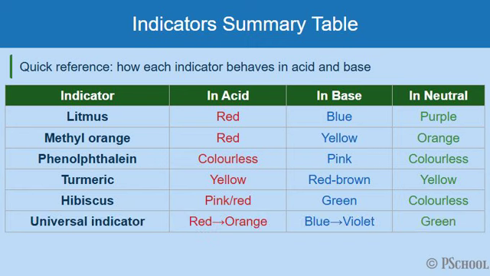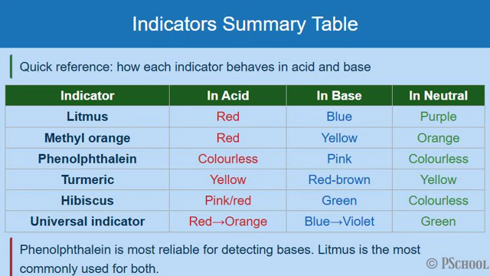Universal indicator: shows a full color range from pH 1 to 14. Phenolphthalein is most reliable for detecting bases. Litmus is the most commonly used for both acids and bases.